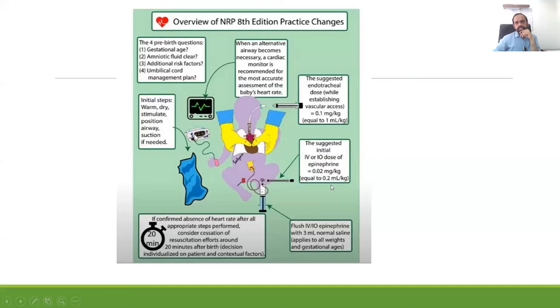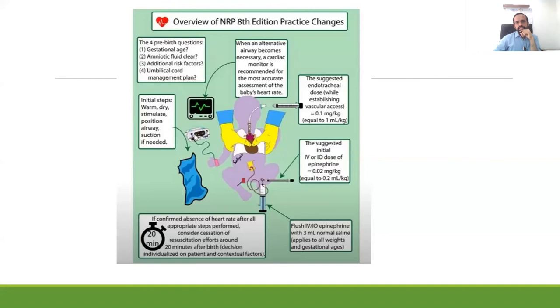And the IV dose is 0.2 ml per kg of 1 in 10,000. And flushing: previously it was 0.5 to 1 ml. Now we should flush adrenaline with 3 ml of normal saline. And you should give continuous resuscitation for 20 minutes and only then decide on discontinuing it. That also depends individually, after discussing with the team members and the family. So 20 minutes is the time frame. These are the prominent changes in the recent NRP.